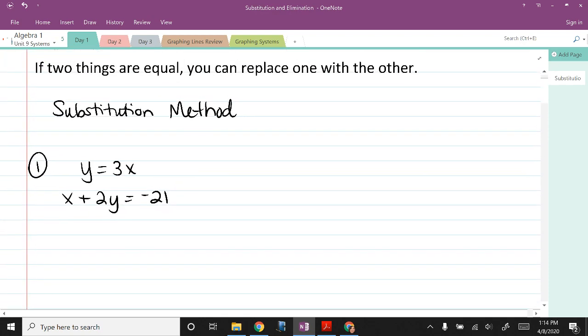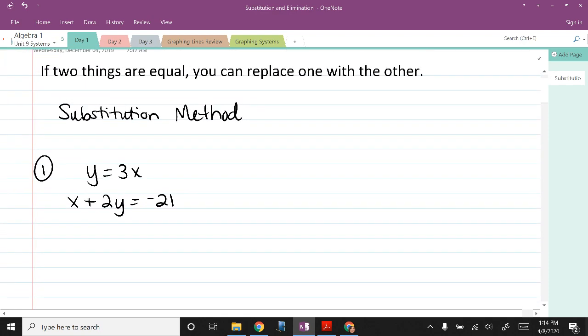So substitution says if two things are equal, you can replace one with the other. I use the example all the time. If you don't have a dollar bill and you want to buy something at a concession stand that costs $1, you can pay with 4 quarters because they have the same mathematical value, right? 4 quarters equals $1. If you don't have 4 quarters, you can still pay for your item with 10 dimes or 100 pennies or 20 nickels, okay? So substitution means that if two things are mathematically equal, then you can replace one with the other.